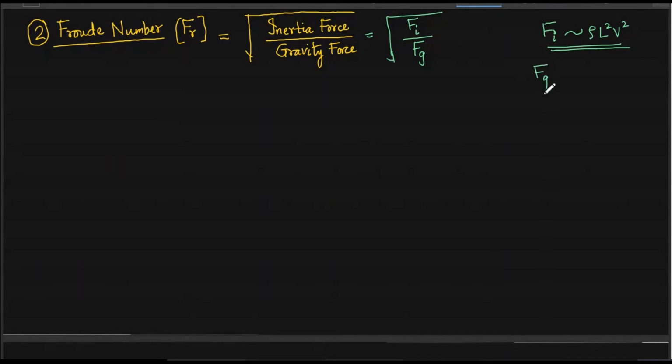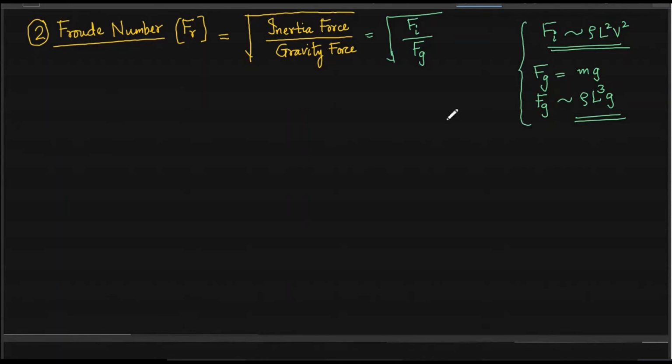That is gravity force. Gravity force is of the form m into g, mass of fluid multiplied by acceleration due to gravity. What about m? M is mass density into volume, which dimensionally is rho into L cube, then into g. So dimensionally Fg is of the order of rho L cube g. So this is what you should use.